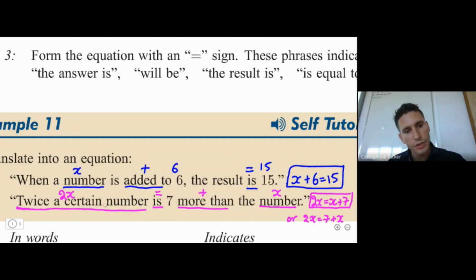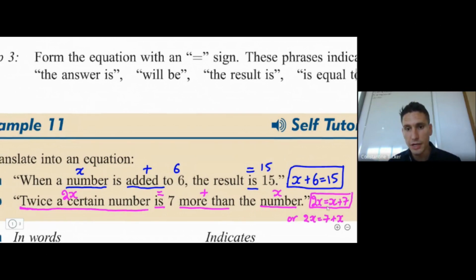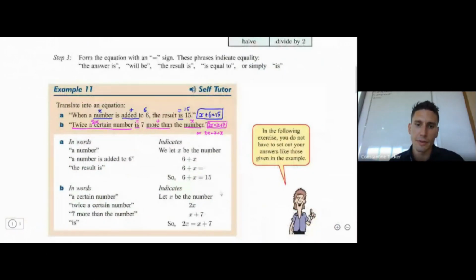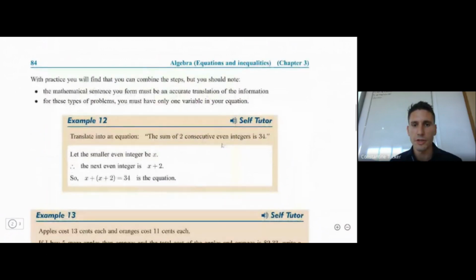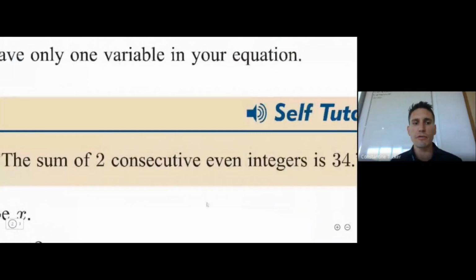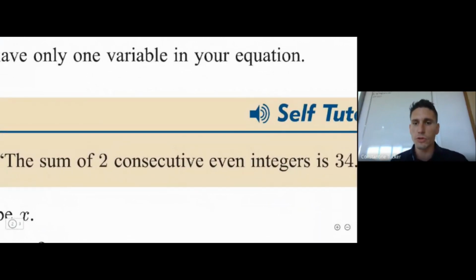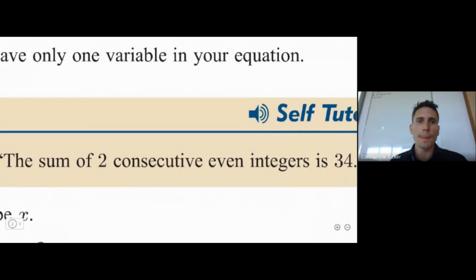So you see what I'm doing? I'm taking each sentence and I'm translating it into algebra. And this is exactly what they want us to do. They just want us to rewrite that as an algebraic equation. Right, let's move on to another example. The sum of 2 consecutive even integers is 34. Now, here we get this word, sum. Sum, let's remember that it means plus.